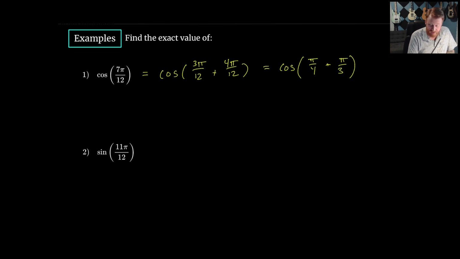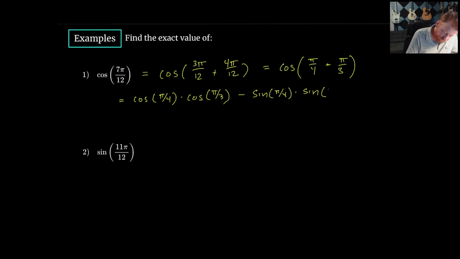And I do know the cosine of pi over 4 and the cosine of pi over 3, so let me use those relationships to get what we want here. So using the cosine formula for addition, I'm going to get cosine of pi over 4 times cosine of pi over 3, minus the sine of pi over 4 times the sine of pi over 3.